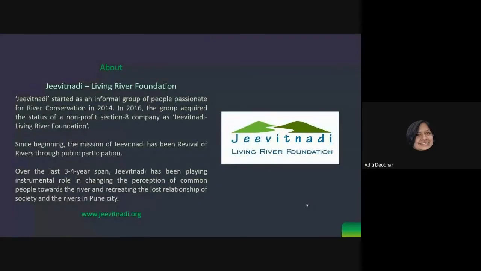So I'll just give a brief about where I come from. We are a group of people. In 2014, we came together to do something to improve conditions of rivers in Pune city. We were all pained by the sight of these rivers, and we decided that we have to do something. And in 2016, this informal group became a Section 8 company called Jeevit Nadi Living River Foundation. Jeevit Nadi stands for Living River. That is our goal, that we wish to make these rivers once again living rivers in Pune city.